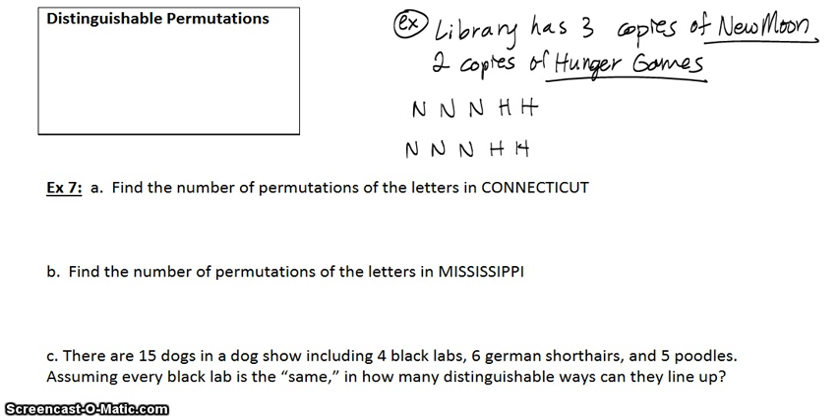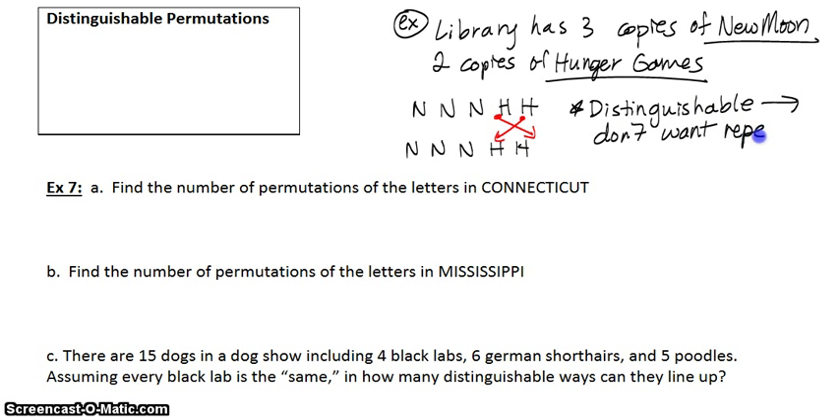What happened was I took this copy of the Hunger Games and I moved it over there, and I took this copy of the Hunger Games and I moved it over there. But those two arrangements, if you hadn't known I had moved the two books, look exactly the same. Doesn't look like anything changed. So if I want to count how many distinguishable arrangements there are, that means how many are actually different from each other, I don't want these repeats that happen if two of the items that I'm rearranging are exactly the same. So distinguishable, I don't want those repeated things.